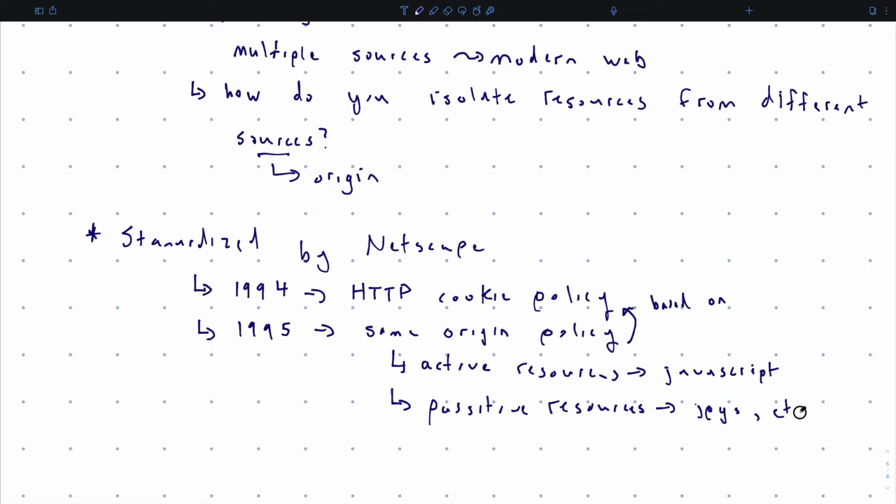But are cookies considered active or passive? So they're not content, so they're not a resource. A resource is something that lives in the website itself, and a cookie is something that your browser maintains on your behalf. So yeah.